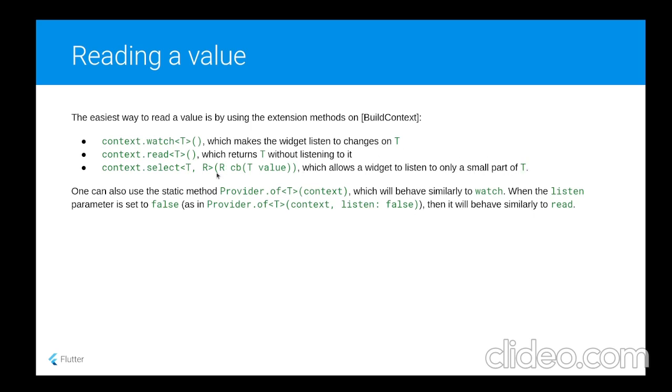Context.read, which returns T without listening to it, and context.select, which allows a widget to listen to only a small part of T. So right now only watch and read are important. The select is not that important right now. This will only work with a fraction of a part of the widget, not the whole part, and this we have to specify over here. So yeah, one can also use the static method Provider.of, which will behave similarly to watch. When the listen parameter is set to false, for example here, then it will behave similarly to read. So yeah, this is a different implementation of the same thing that we looked at earlier.